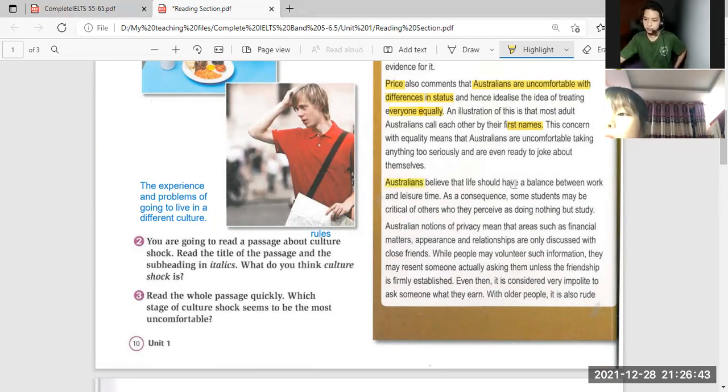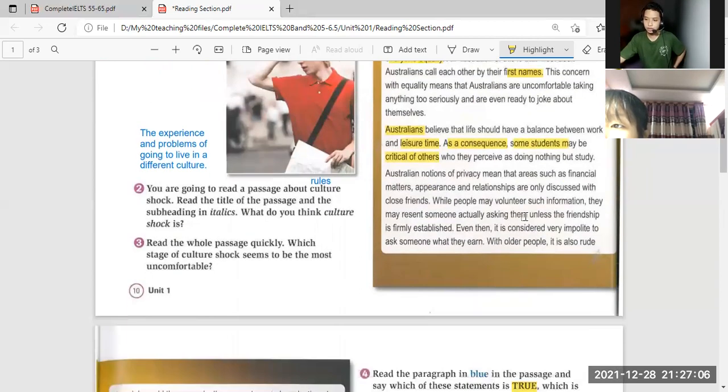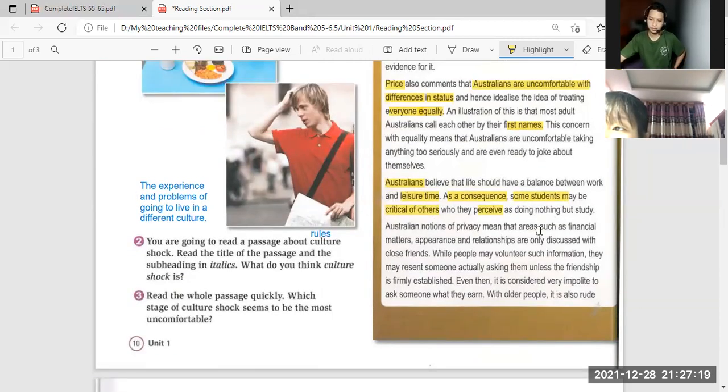Australians believe that life should have a balance between work and leisure time, as others. Critical of others means do not like. So some students do not like or hate, okay? Some students do not like who, okay? Critical of others who they perceive, okay? Do not like to see other students when they are studying. So this is the meaning of this sentence. So some students do not like other students when they look at them studying.